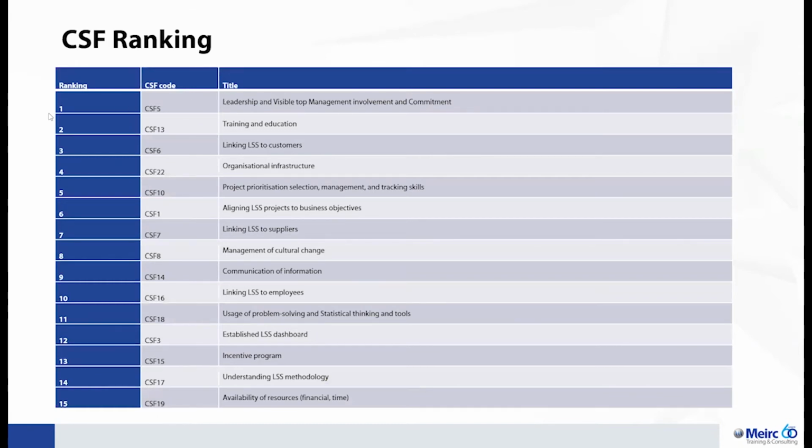You can see number one is leadership support, or lack of it, if you think of it as a critical success or failure factor, then training and education. All of them are important, and you can look at our point, which is project prioritization, selection, management, and tracking skills, and then aligning LSS to project objectives. So these are about objectives. The others are about culture, about communication, about top management support.